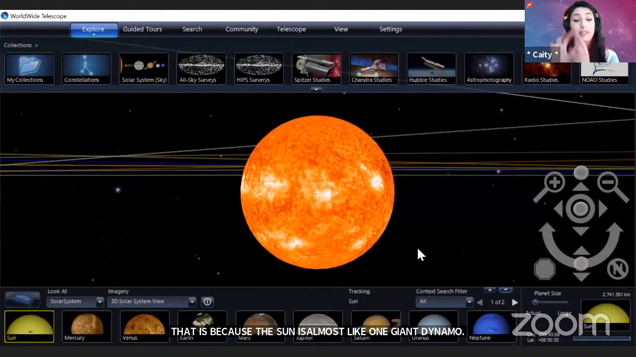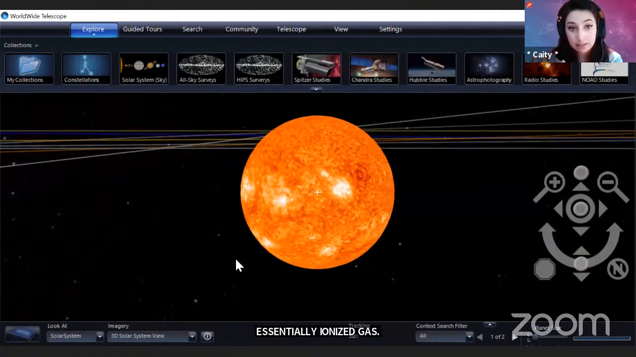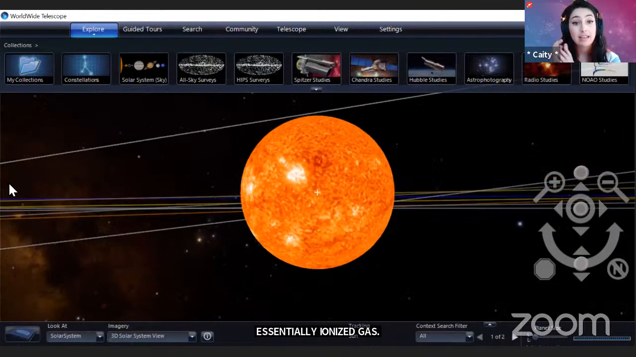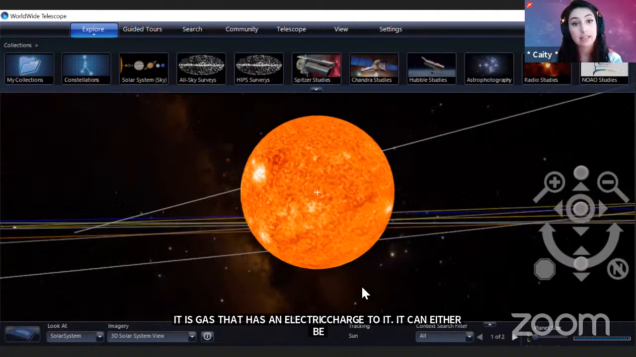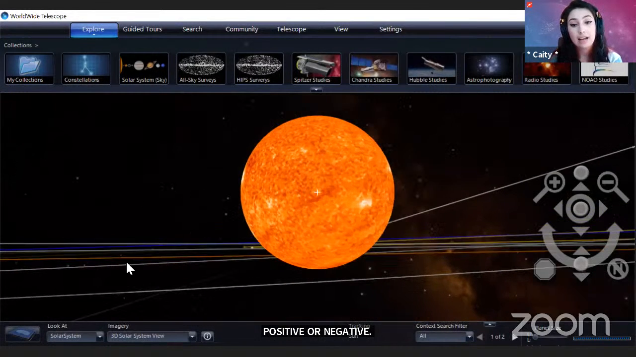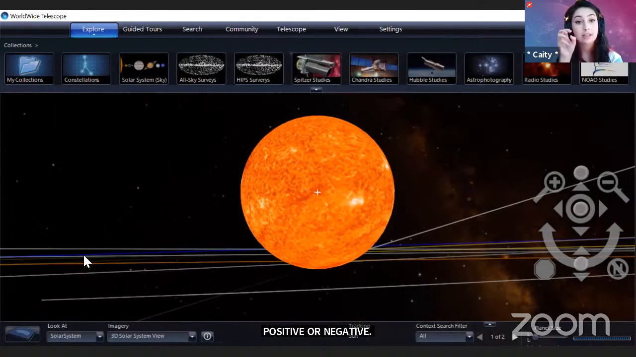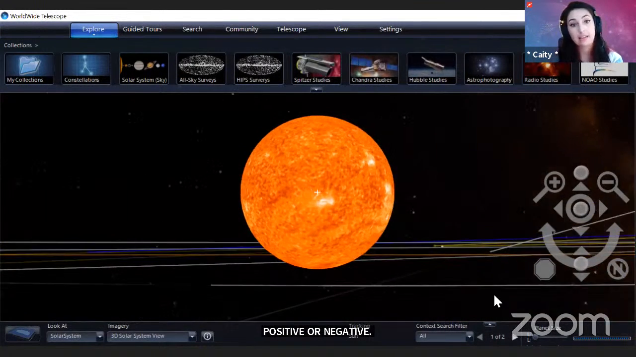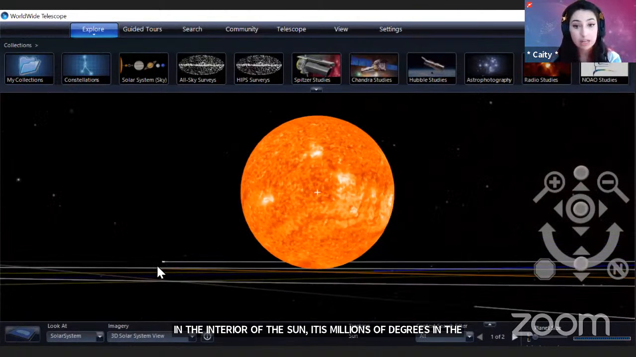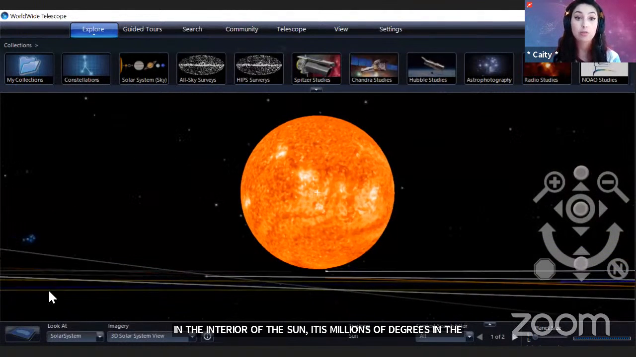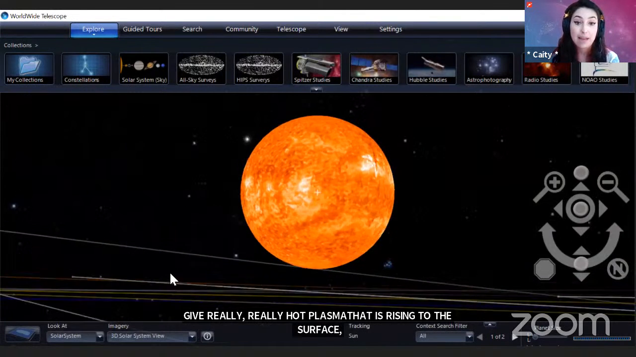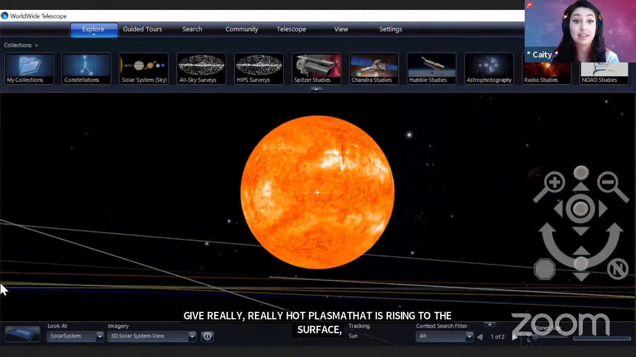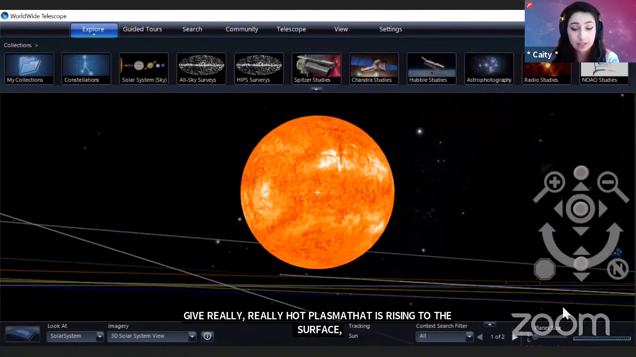And so in the interior of the sun, it's millions of degrees in the core of the sun. And that creates another convection process. So you have really, really hot plasma that is rising to the surface, cooling, and then settling back down. So you have this motion again of charged particles. You're creating an electric current, which then induces a magnetic field. So the sun has an incredibly strong magnetic field.